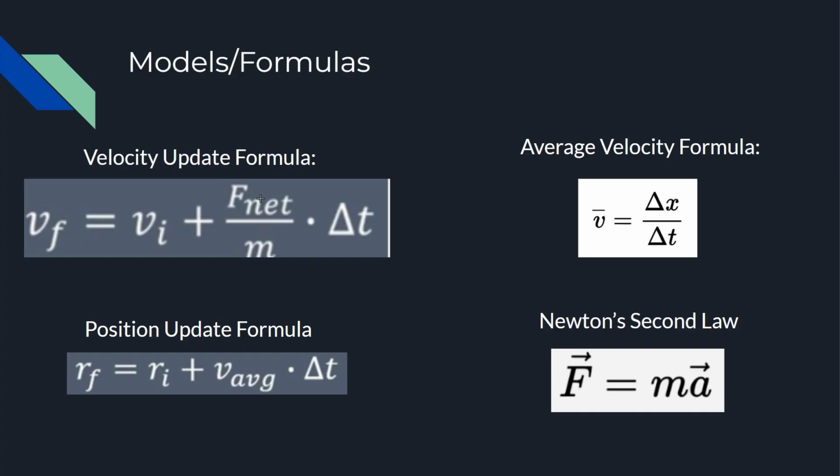The velocity update formula is v final equals v initial plus F net over m times change in t. But since the net force is equal to zero during constant velocity, that term would just cancel out, and we would find that the final velocity equals the initial velocity. For the average velocity, we can find that just by looking at the slope of the graph. And the position update formula is used to update the position of the glider along the track at each time interval.